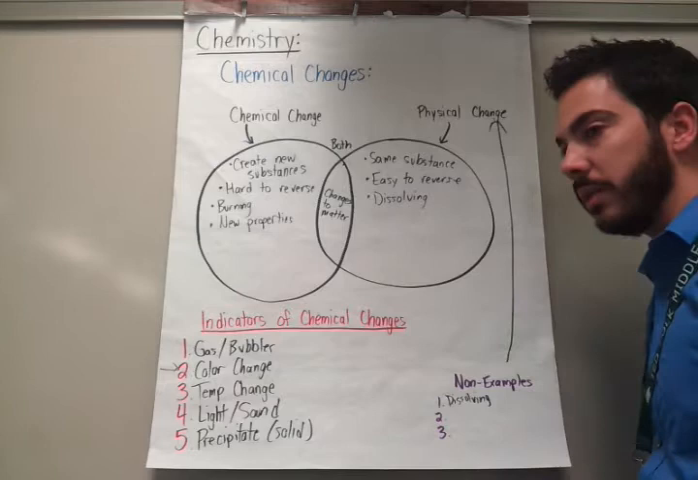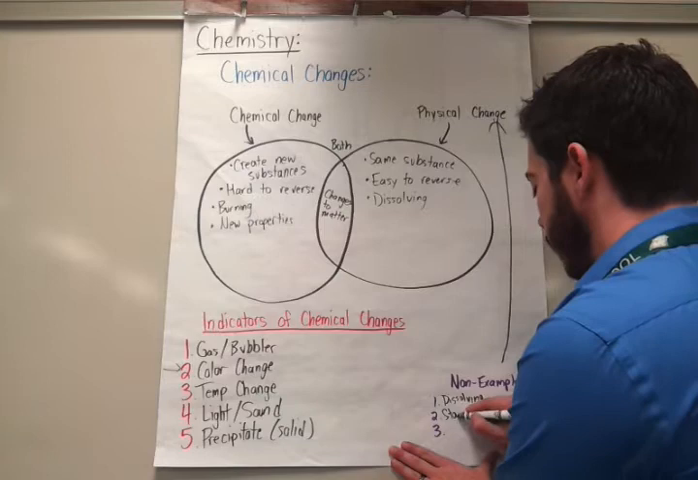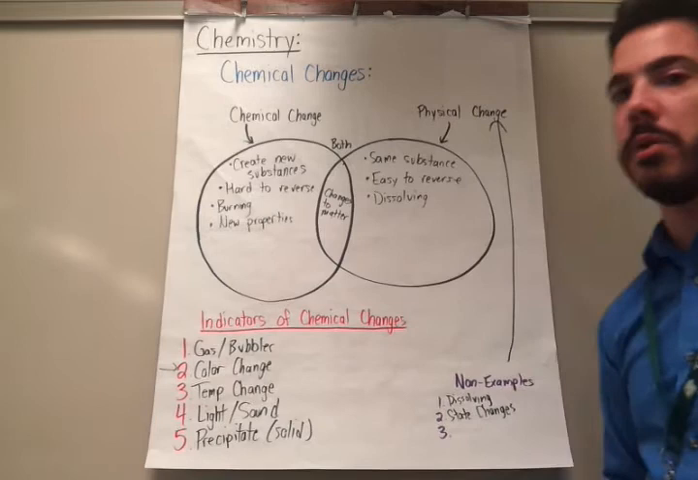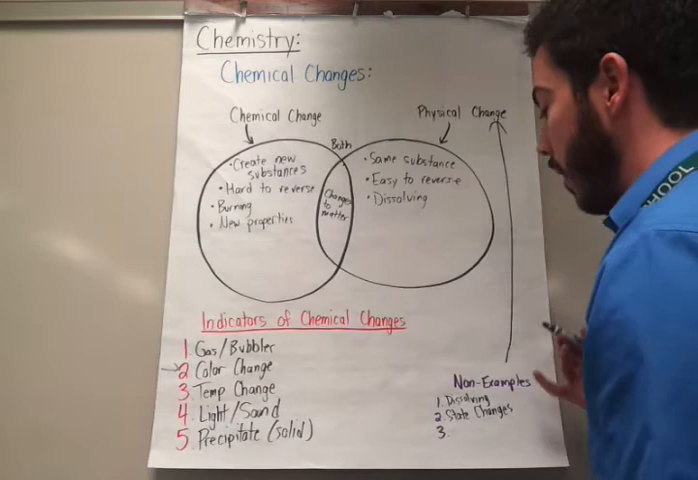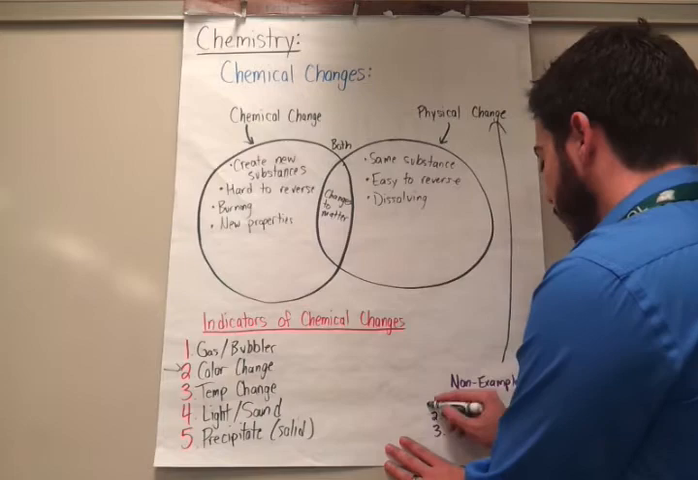Another example would be state changes. Like, for example, boiling. Boiling produces bubbles, but those bubbles are made of the same thing that you started with. So if you're boiling water, the bubbles are water vapor, water gas. Another non-example would be freezing. Boiling and freezing are really the main two. We don't have to worry about the third one. Those are the two that kids confuse the most.